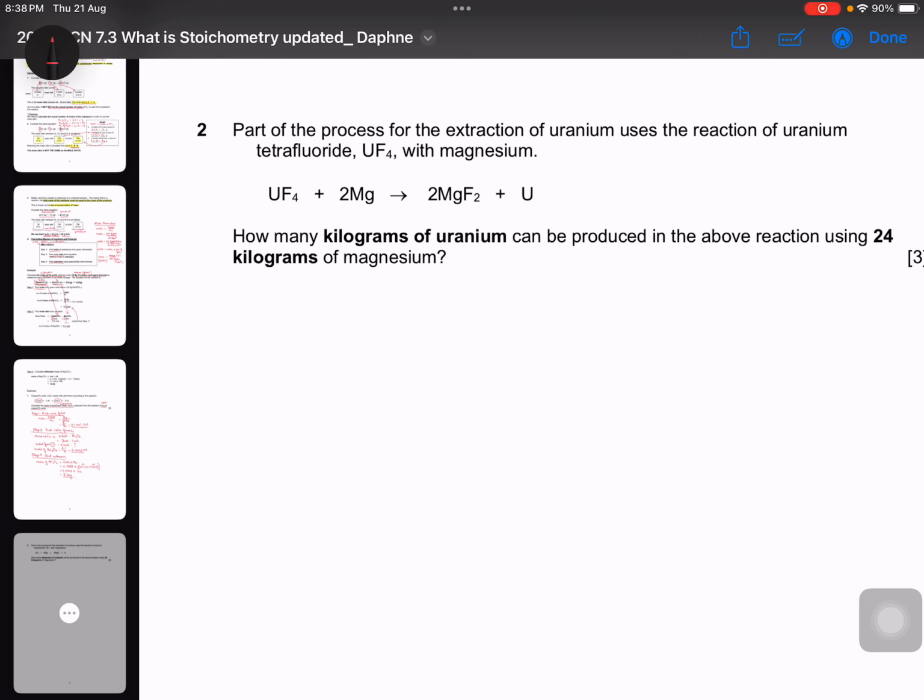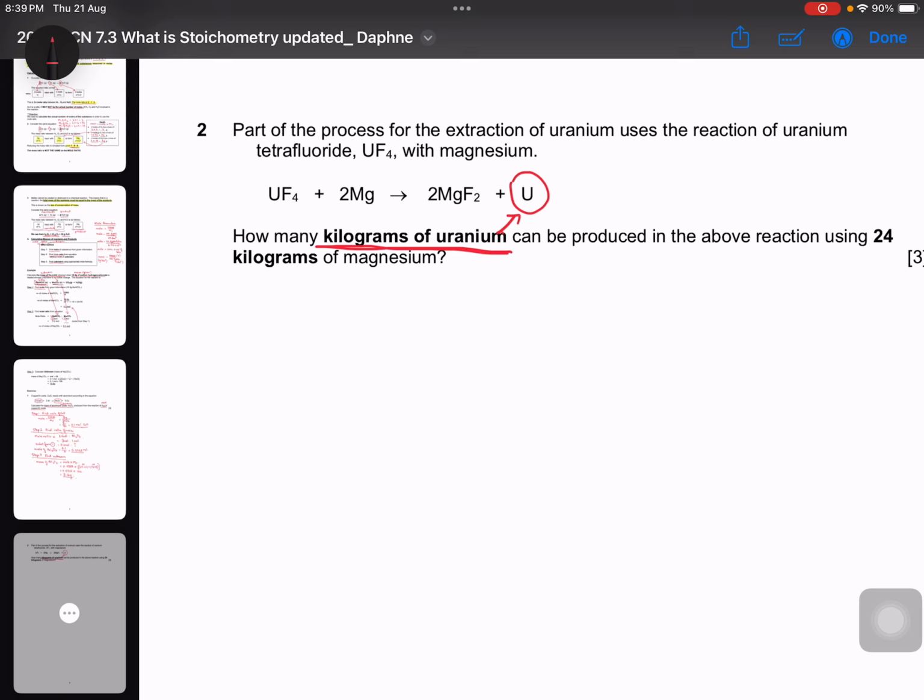The first thing to do is, what's the unknown? What are we being asked to calculate? How many kilograms of uranium? This is our unknown. Now find uranium in the equation. Which one is uranium? Is it UF4? No. UF4 is uranium fluoride. So you only want uranium alone. So this is uranium.